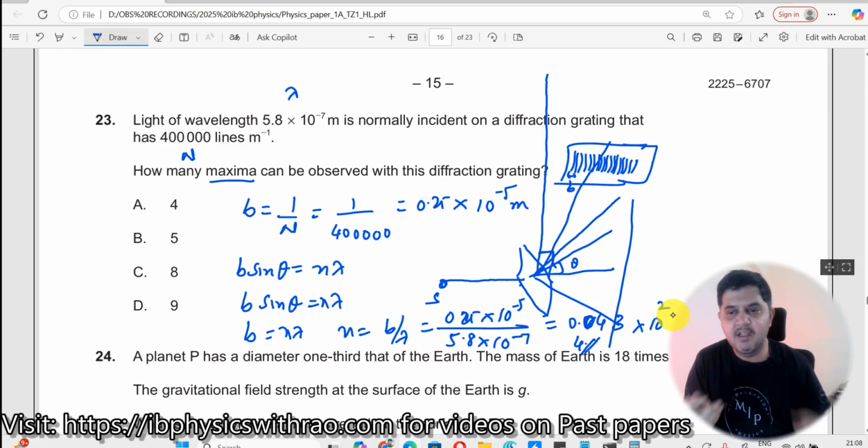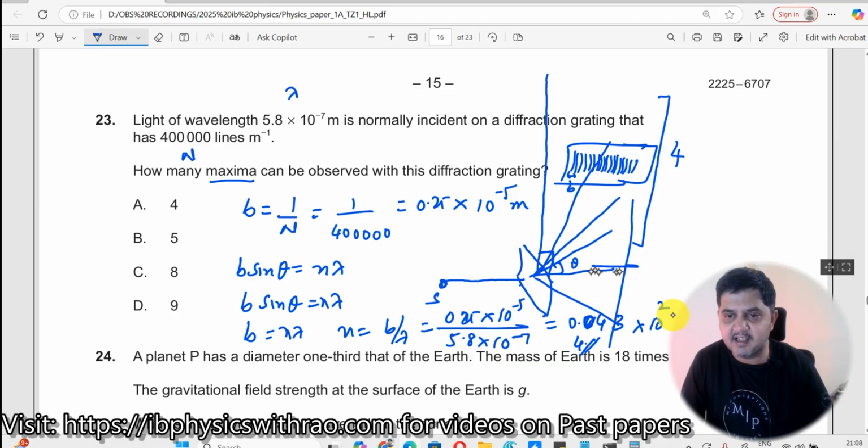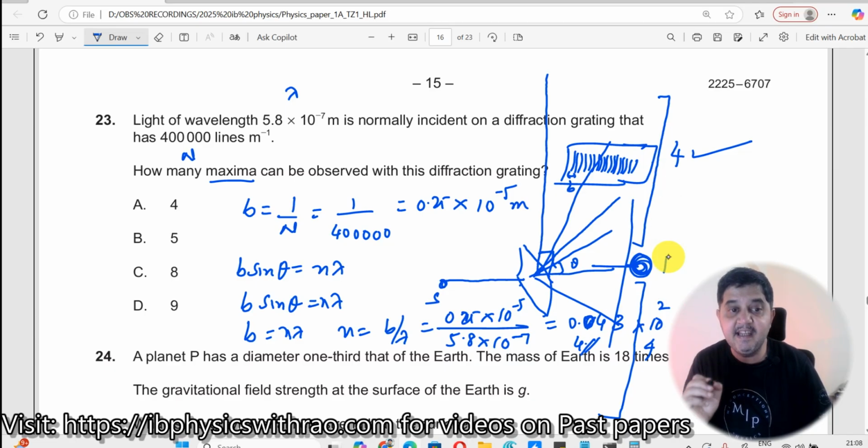Why 4? Because we're talking about the orders of diffraction. An order of diffraction cannot be a fraction or a decimal. It should only be an integer multiple. Therefore, what is this 4? It means you can have 4 orders of the diffraction pattern above the central point, and 4 orders below the central point, and you will have one central fringe. So you can observe 4 maxima here, one central maximum here, and 4 maxima here also. So in total, 4 plus 1 plus 4, it is 9 maxima.